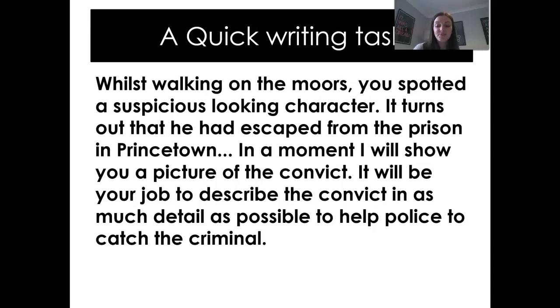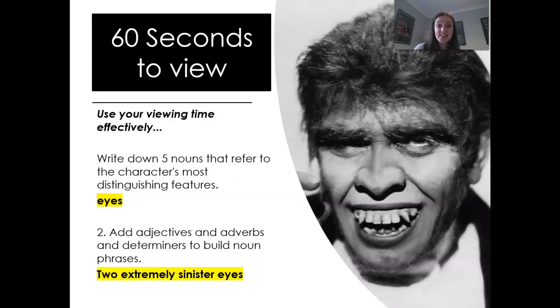Okay. So, we've got 60 seconds to view this character. And what I want you to do is to use your viewing time to describe them. So start now. Let's start by writing down 5 nouns that will refer to the character's most distinguished features. So I've started with eyes, for example. Can you write down 4 more?